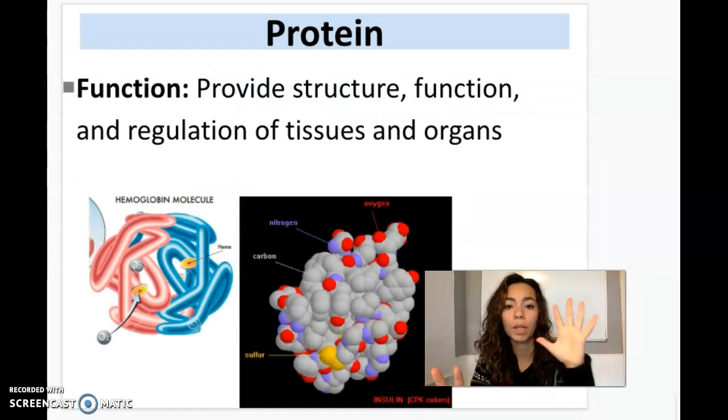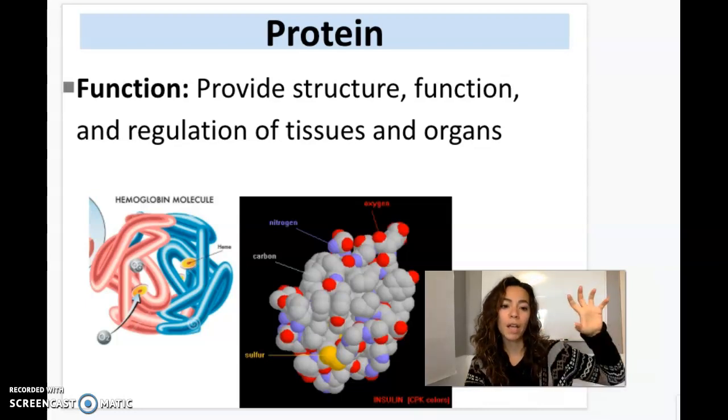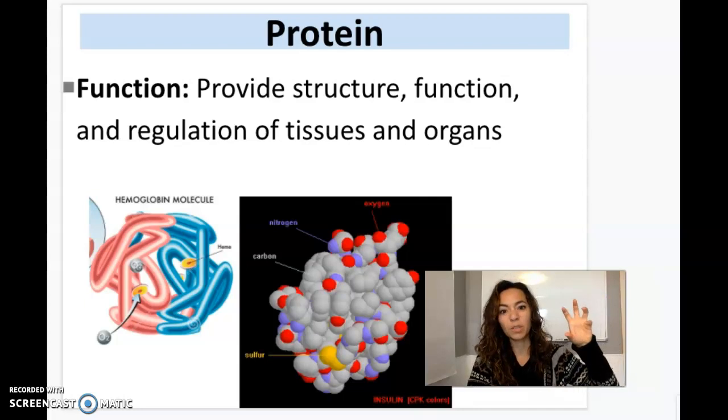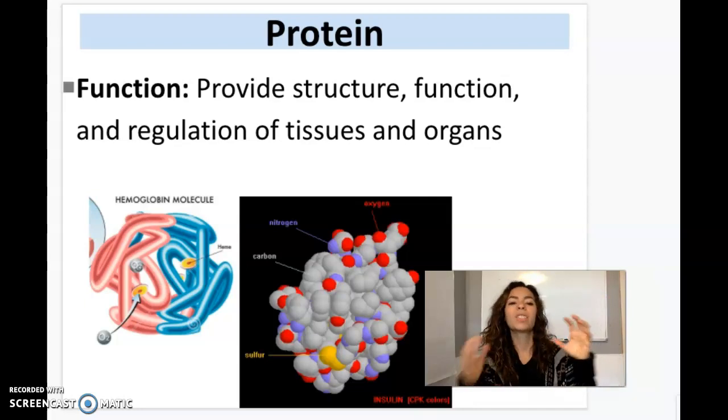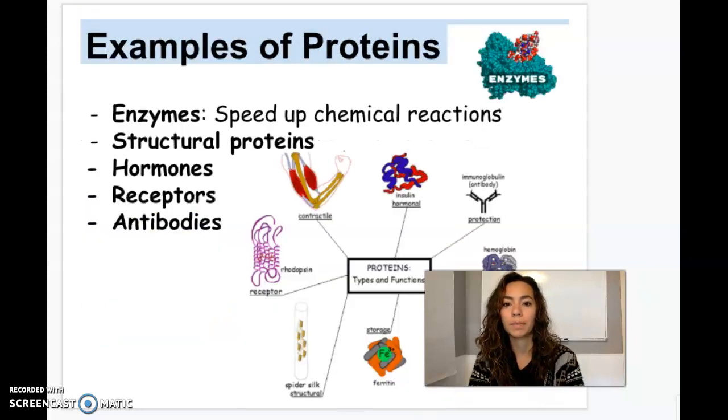Function, super important. Proteins are not for energy. A lot of people think this. They're not energy. They provide the structure, function, and regulation of tissue and organs. So if carbohydrates are the energy, like the gas you put into the car, the protein is the structures of the car. So the parts of the car. What everything is made of is the protein. So we've got a hemoglobin molecule here, an insulin molecule.